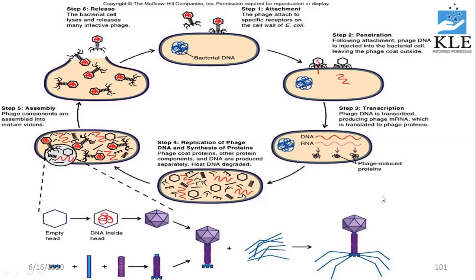So this stage is called the eclipse phase, where we cannot see the presence of the virus. This time varies from virus to virus. For the bacterial virus, it may be 15 to 30 minutes. For the animal virus, it may be 15 to 30 hours. And in some cases, that latent period or incubation period may last for years.